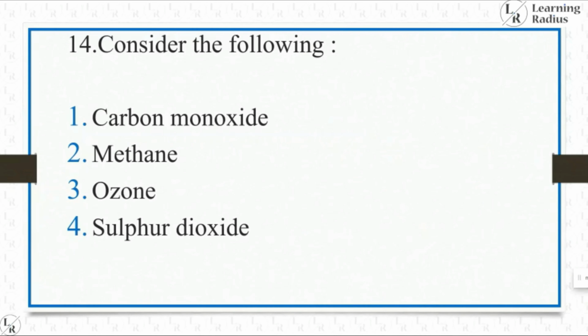Consider the following: carbon monoxide, methane, ozone and sulfur dioxide. Which of the following are released into the atmosphere due to the burning of crop biomass residue? So that is the question. Out of this, which of the following are released into the atmosphere due to burning crop or biomass residue? Carbon monoxide is, methane is, ozone is, sulfur dioxide is. So all four, that is 1, 2, 3 and 4.